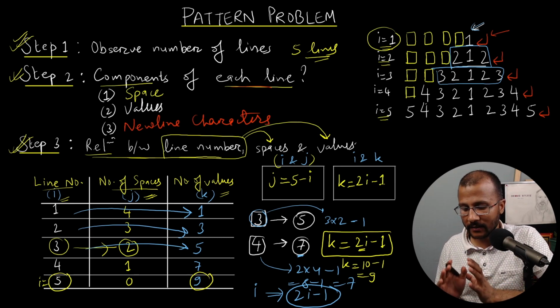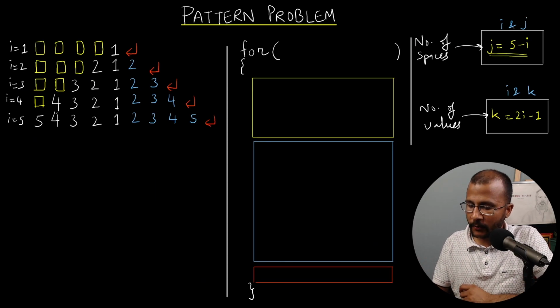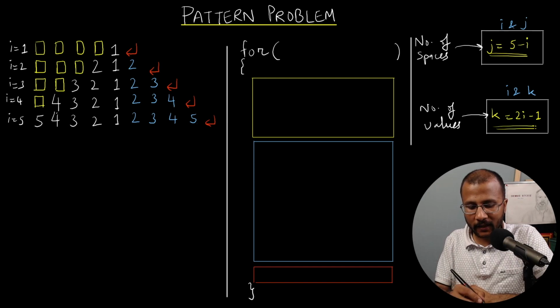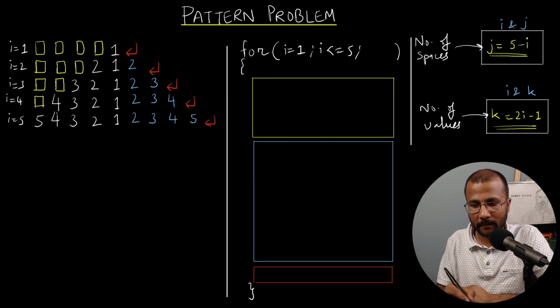Once you find out these relationships, it will be easier for you to put all these things in a loop. So let's put this in a loop now. We have already noted down the relationship between J and I and K and I. So now the outer loop. What is the outer loop? Outer loop will take care of lines. So the outer loop, this white colored one: I is 1 initially, line number 1. I must be less than or equal to 5 because I have 5 lines in my pattern, and I plus plus. This is the outer loop.